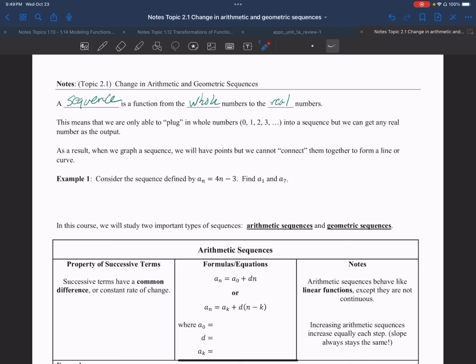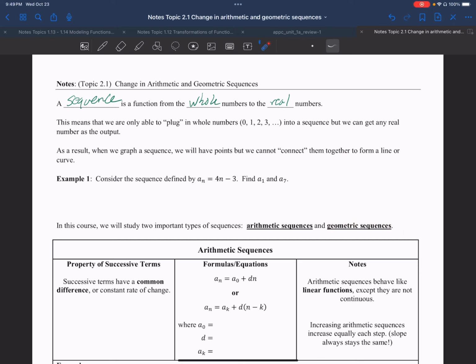As a result, when we graph a sequence, we will have points, but we cannot connect those points together to form a line or a curve, because when you have a sequence, again, you're only inputting whole numbers. So this is an example of what a graph of a sequence would look like. Again, they're isolated points that are not connected to each other because you're only inputting the whole numbers into your function.